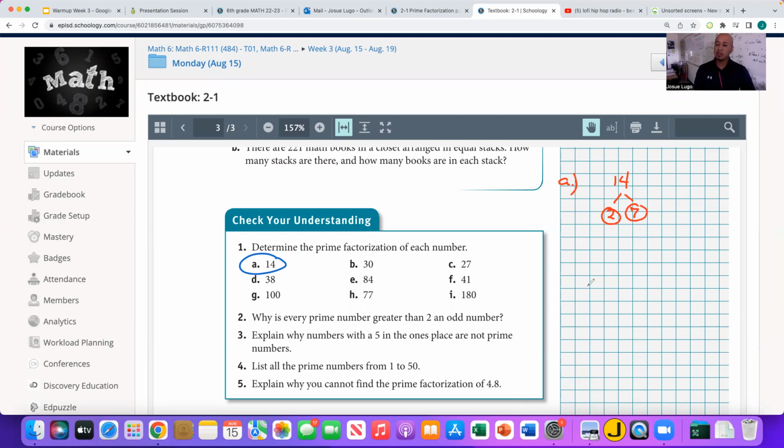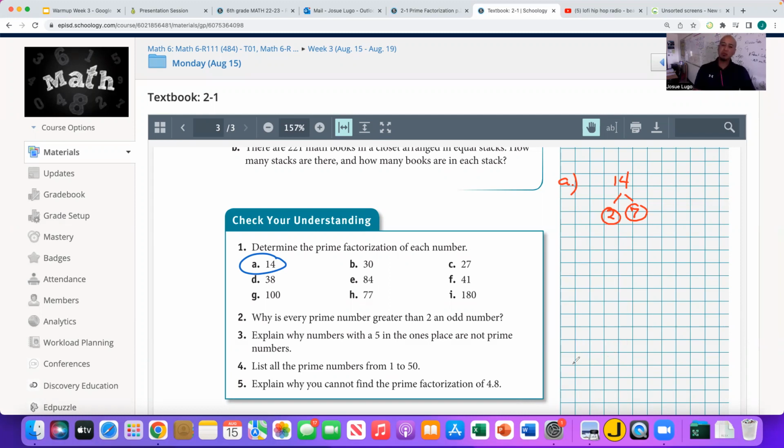Now, there's several ways that I could break it down. Let's say I did 5 times 6. 5 is prime already, so I'm going to circle it so I don't break it down further. And 6 can be broken down to 3 and 2, both of which are prime. So the prime factorization of 30 would be 2 times 3 times 5.